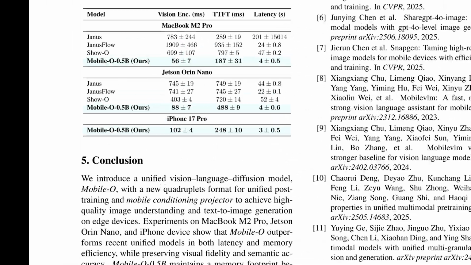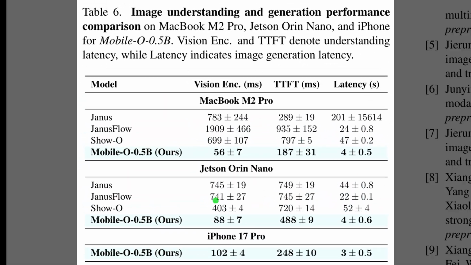Moving to Table 6, we shift focus from quality to real-world speed on edge devices like the MacBook M2 Pro and Jetson Orin Nano. The top section reveals that on a MacBook, Mobile-O generates an image in just 4 seconds, which is drastically faster than JanisFlow at 24 seconds or Show-O at 47. The middle section shows a similar advantage on the Jetson platform. Finally, the bottom row highlights the iPhone 17 Pro, where the model delivers a complete image generation in only 3 seconds.